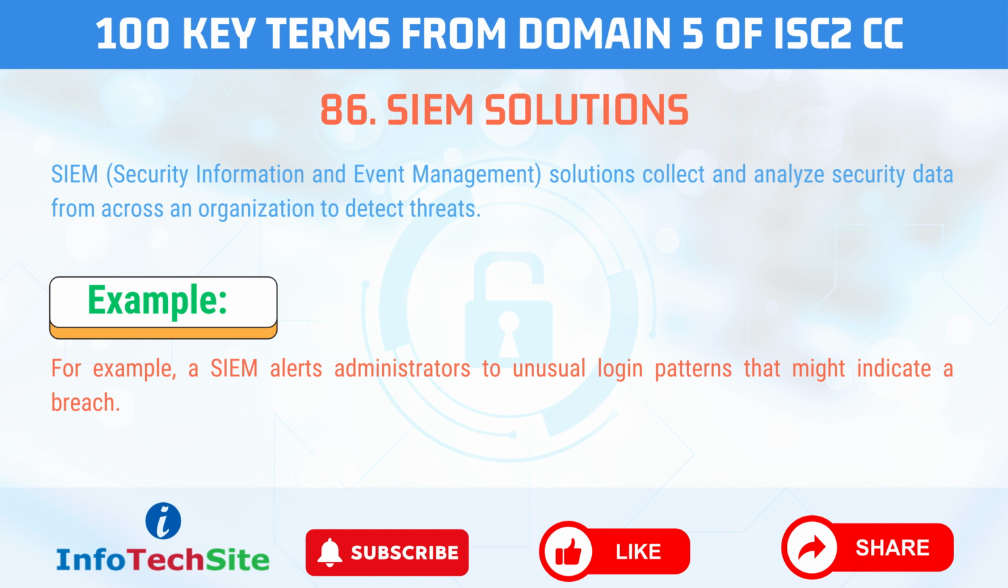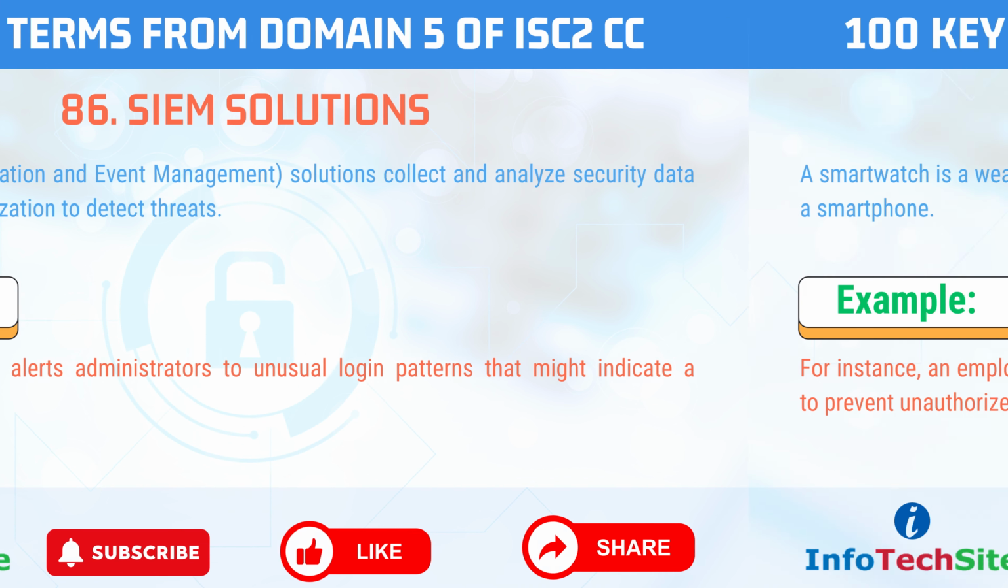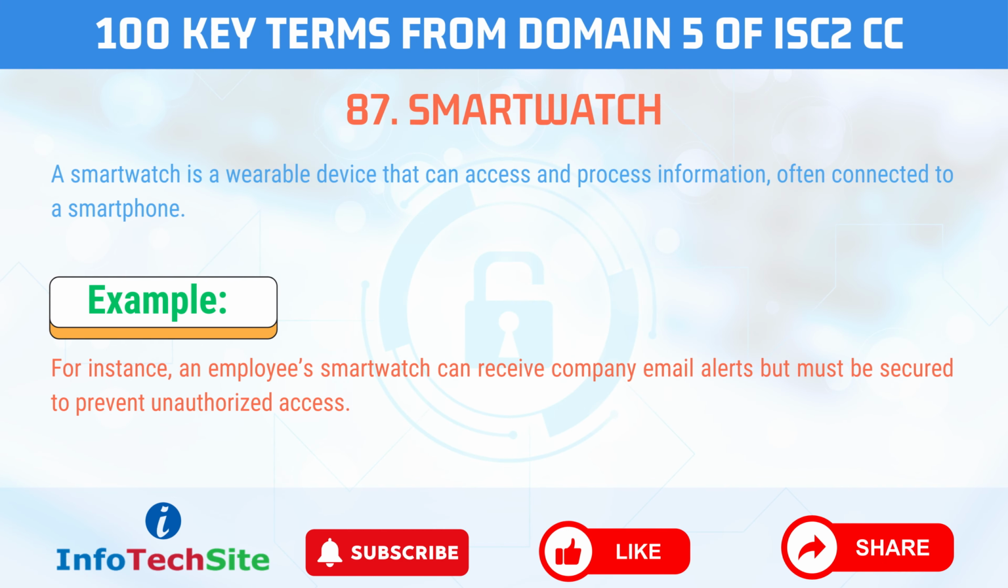86. SIEM solutions. SIEM, Security Information and Event Management, solutions collect and analyze security data from across an organization to detect threats. For example, a SIEM alerts administrators to unusual login patterns that might indicate a breach. 87. Smartwatch. A smartwatch is a wearable device that can access and process information, often connected to a smartphone. For instance, an employee's smartwatch can receive company email alerts but must be secured to prevent unauthorized access.